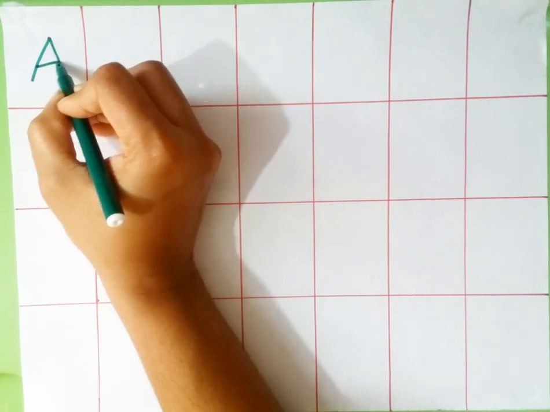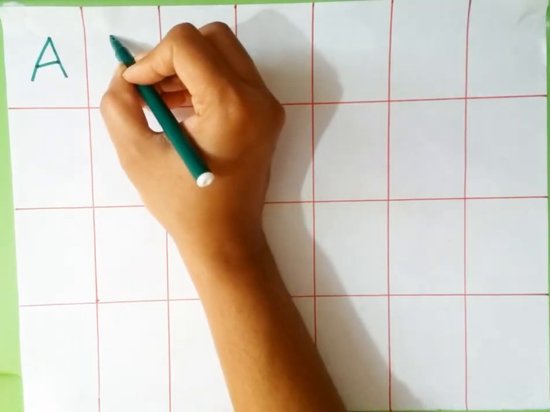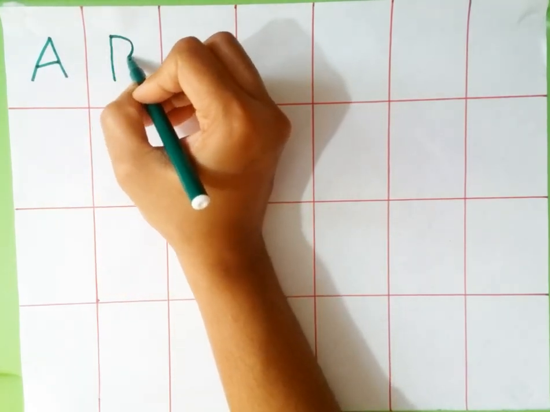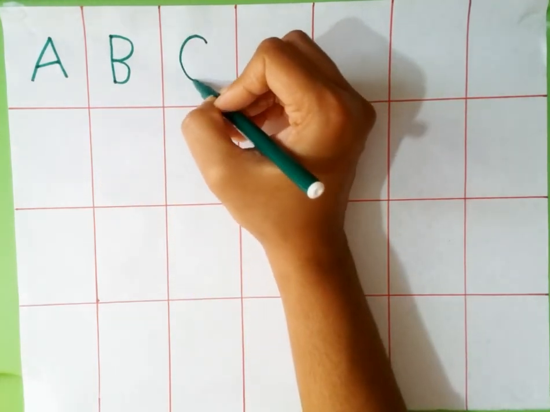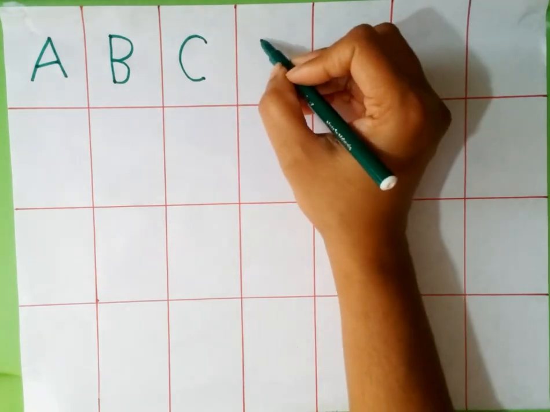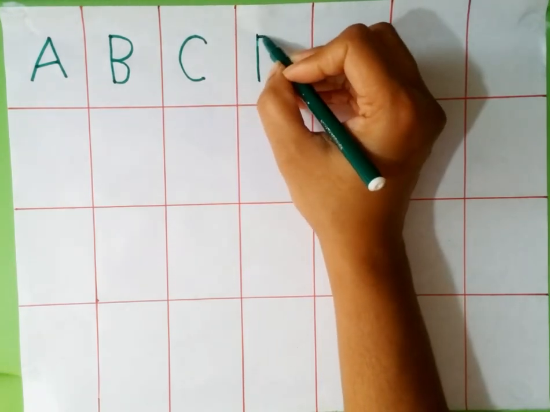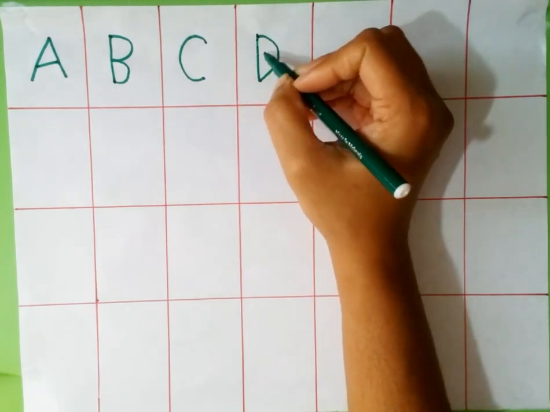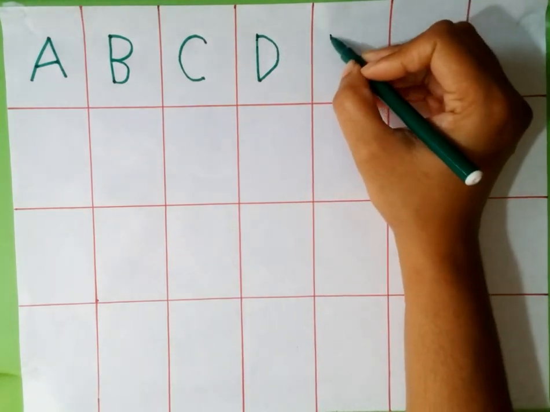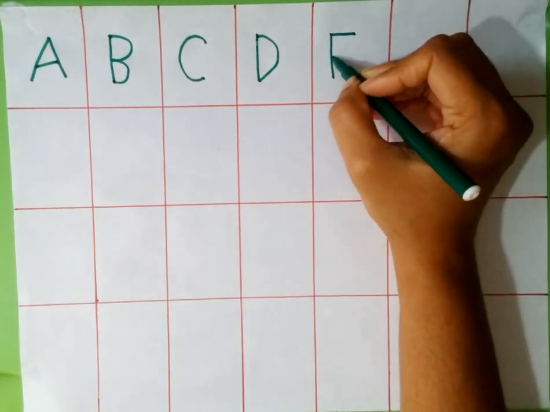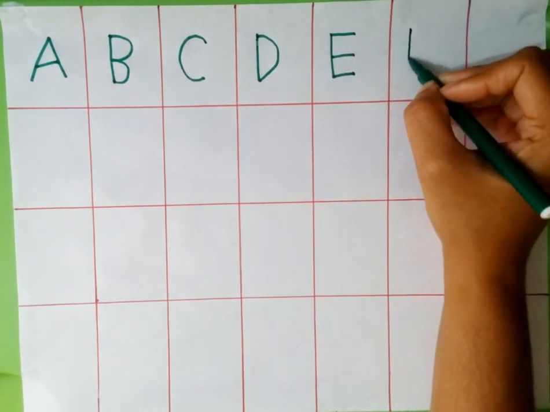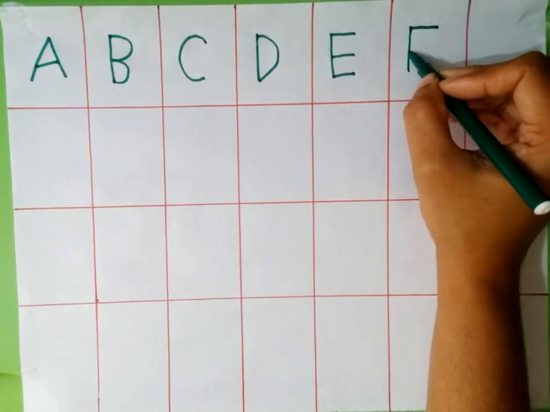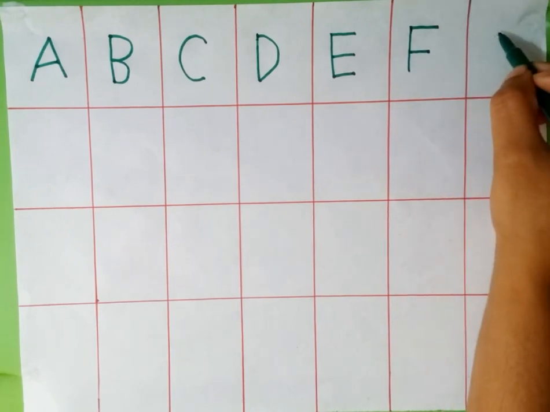A for apple, A for apple, B for ball, B for ball, C for cat, C for cat, D for dog, D for dog, E for elephant, E for elephant, F for fish, F for fish.